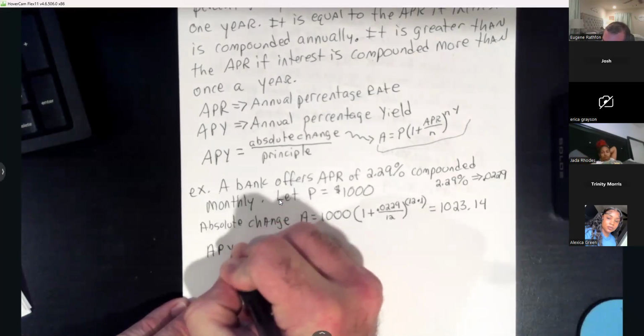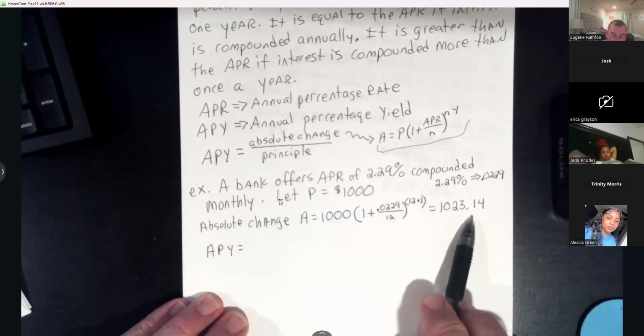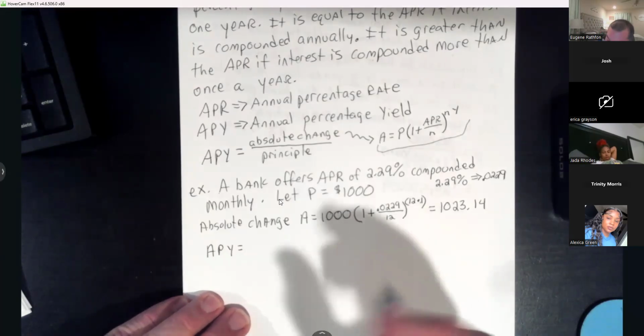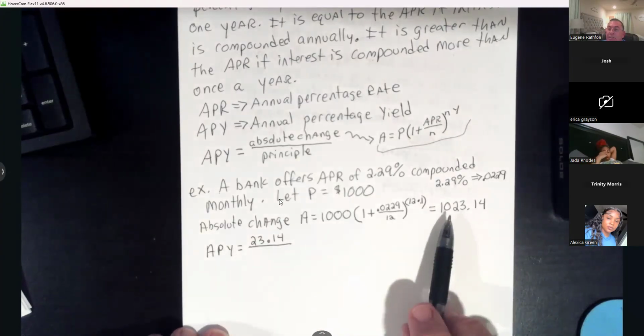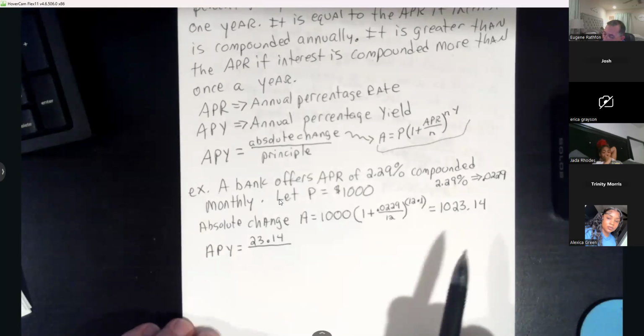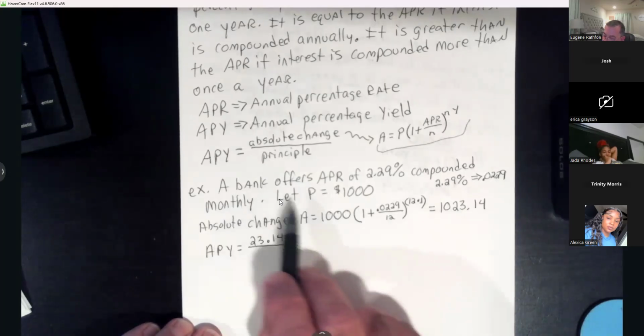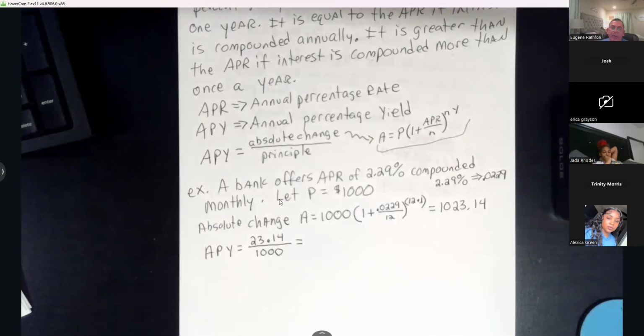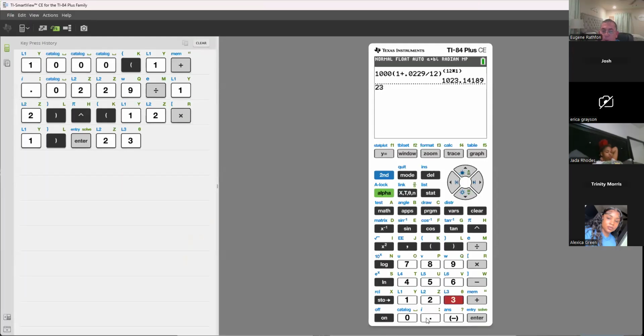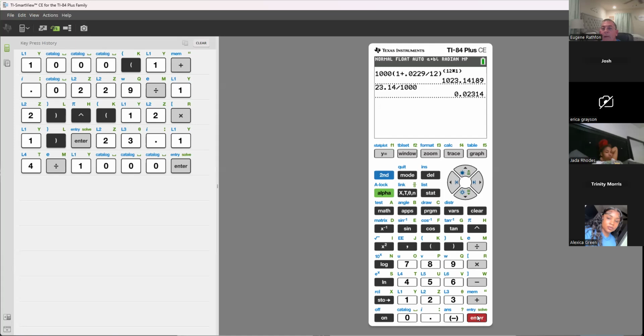So our annual percentage yield is going to equal the absolute change, which we figured out was $23.14. Okay, so the change is how much it went up. All righty. Our principal we started with was the 1,000. So y'all, let's punch that in and see what we get. So 23.14, divide that by 1,000. So I got 0.02314.